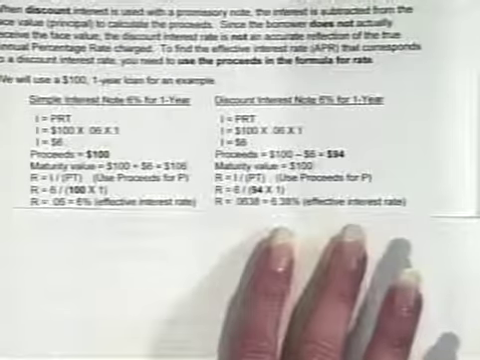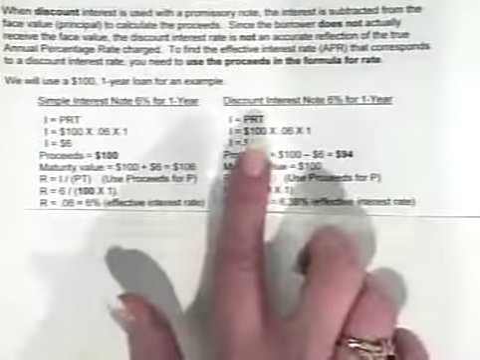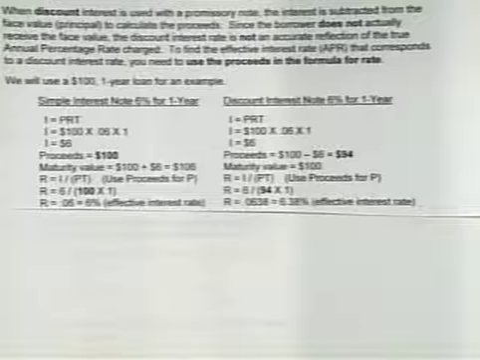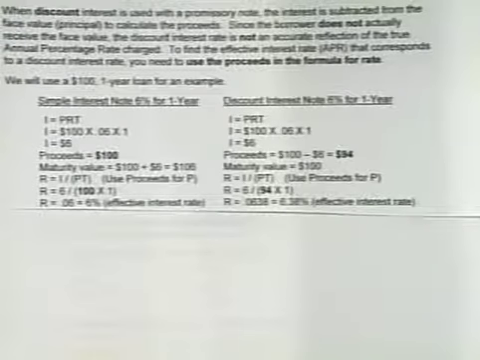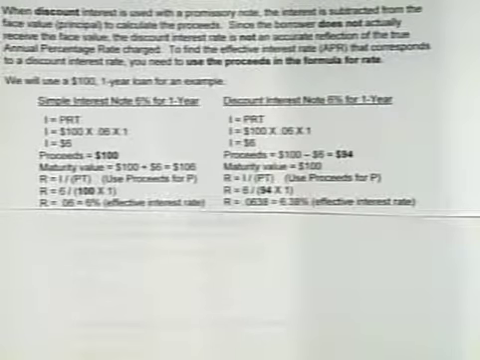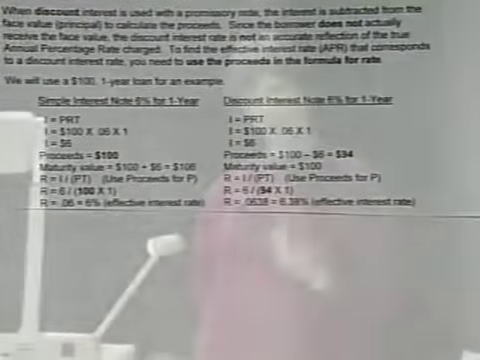A discount interest note, on the other hand, works a little differently. I calculate the interest. It is indeed $6, but I don't give you the $100. I subtract the interest. I give you $94. So you've actually only had $94 to work with for 1 year. So $6 interest on $94 borrowed is not a true APR of 6%.